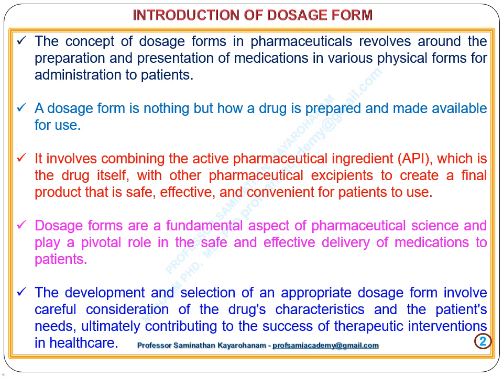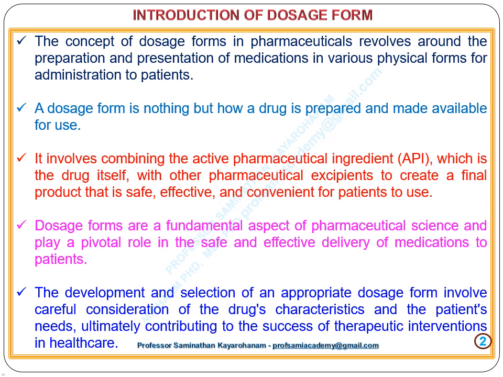The concept of dosage forms in pharmaceuticals revolves around the preparation and presentation of medications in various physical forms for administration to patients. A dosage form is nothing but how a drug is prepared and made available for use. It involves combining the active pharmaceutical ingredient, API, which is the drug itself, with other pharmaceutical excipients to create a final product that is safe, effective, and convenient for patients to use.